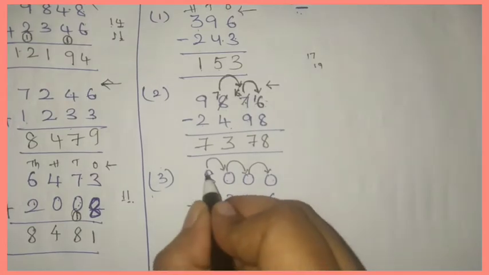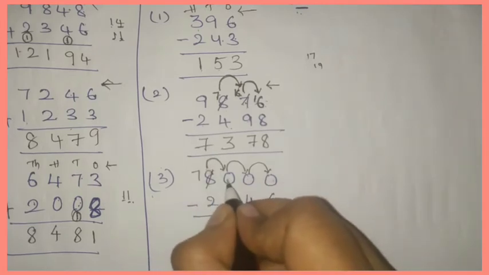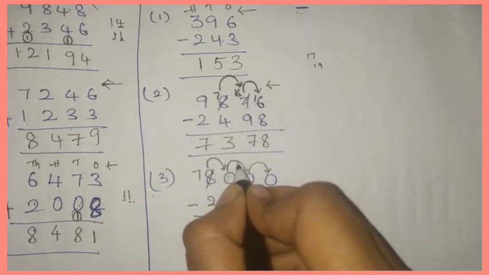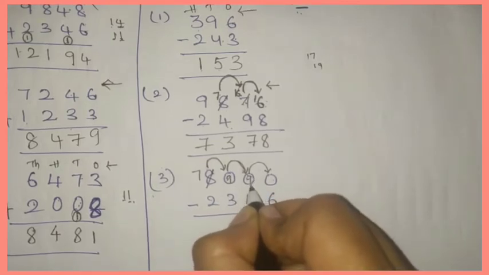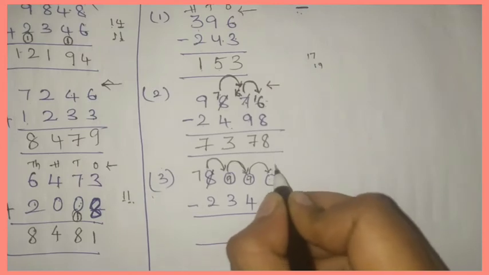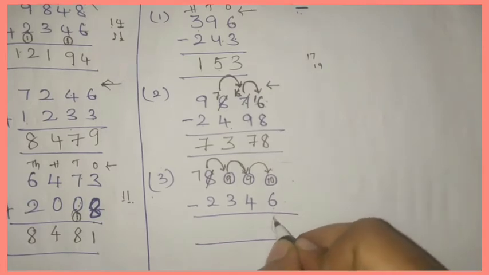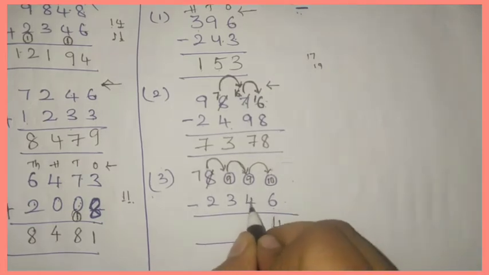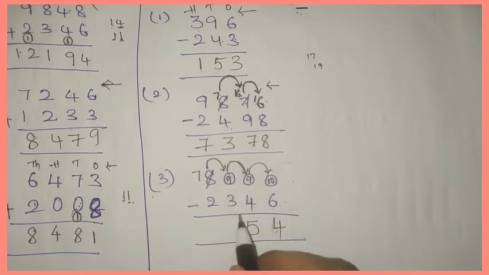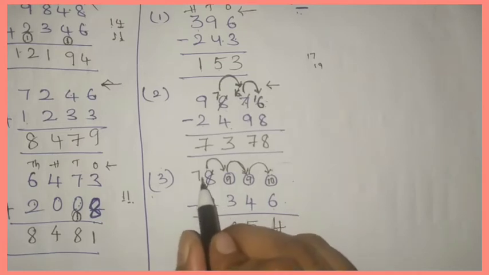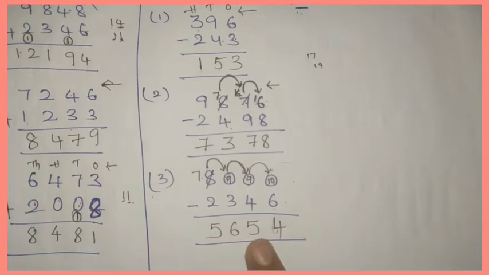When we are giving here, this 8 will become 7. Here we'll get 10, but we are giving borrow 1, so it will be 9. Here also it will be 9. Here we are not giving, so it will be 10. 10 minus 6 is 4. 9 minus 4 is 5. What is 9 minus 3? 6. 7 minus 2 is 5. Therefore, we got 5654.